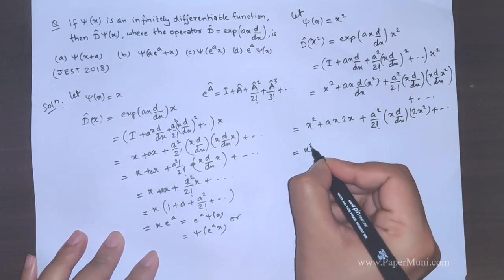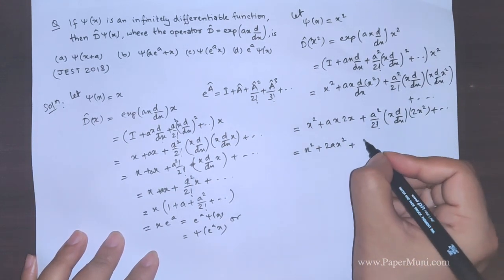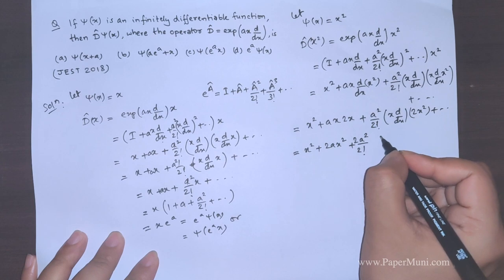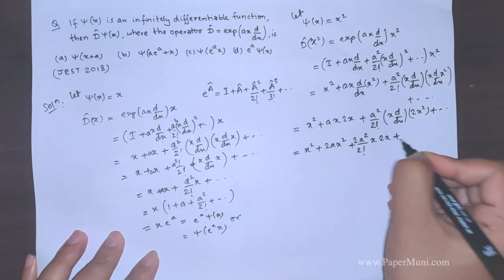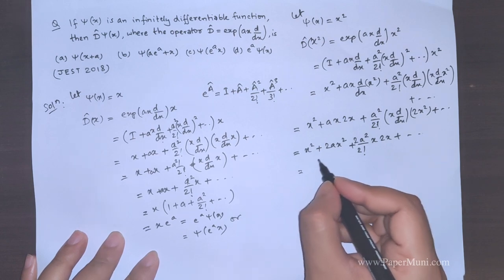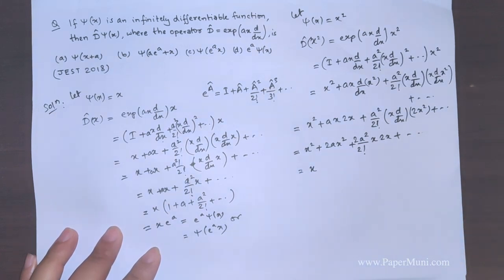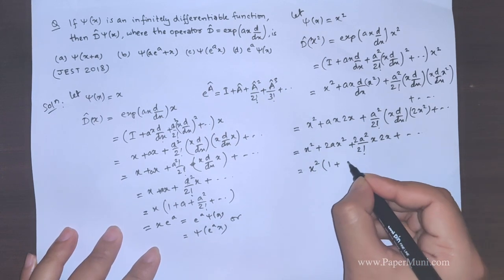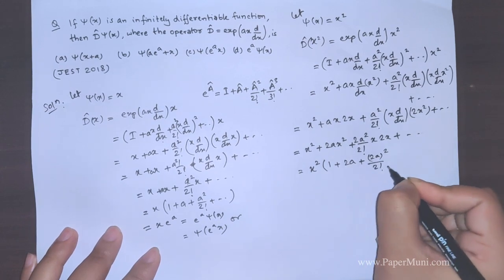Alright, so this is x square plus 2a x square plus, if you operate, a square by 2 factorial. Now this will give you, this is 2, so let's write the 2 here, and then we differentiate this thing. What we get is x, now we have 2x plus. Okay, so if you see that we get x square in all the terms, so let's separate out the x square. So what we'll get is 1 plus 2a plus 2a whole square by 2 factorial and so on.